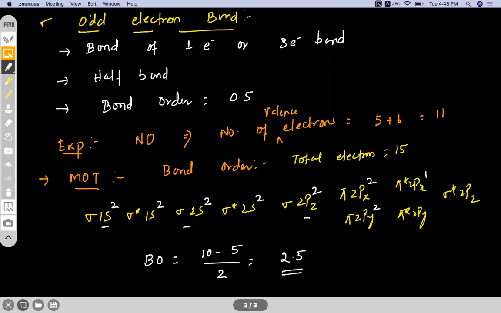Now, if you draw the Lewis dot structure of NO, and this you have to memorize, we have nitrogen and oxygen. One pair of electrons will be placed here, and then we'll give 6 electrons to this oxygen. 6 plus 2, 8. Then 2 electrons to this nitrogen, and 1 electron we are left with. So you see, it is an odd electron, a single electron.